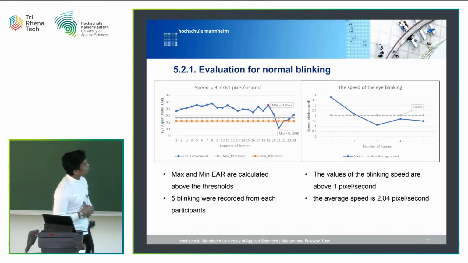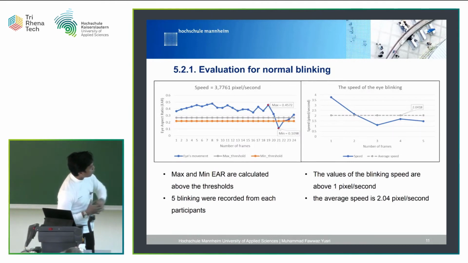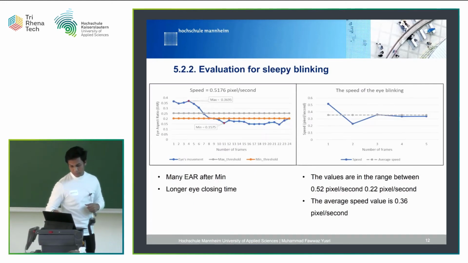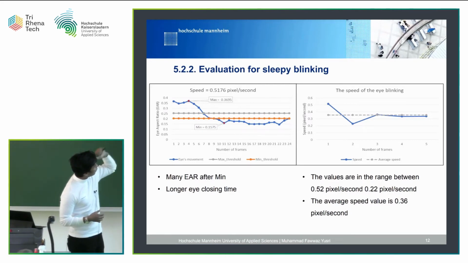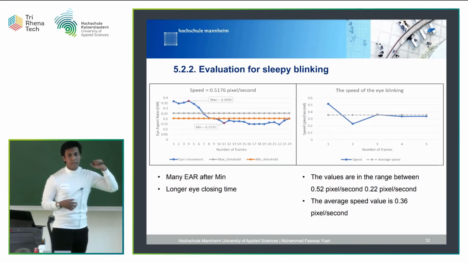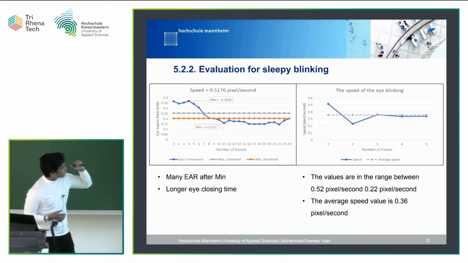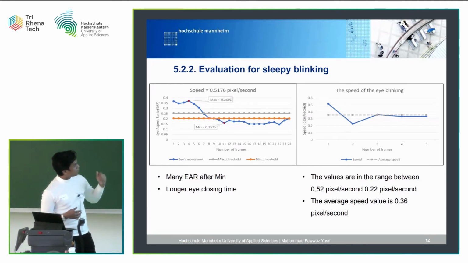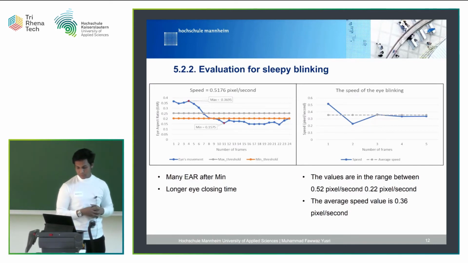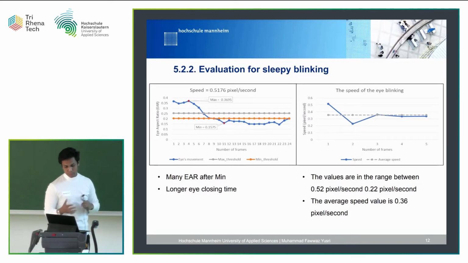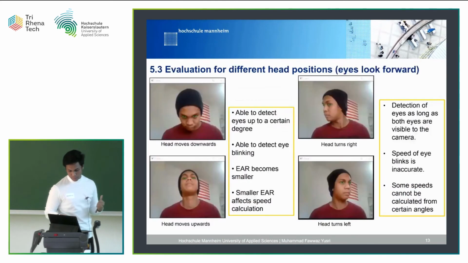Most of the speeds are above 1 pixel per second, and the average is 2.04 pixels per second. For the sleepy blinking, you can see that there are more values below the orange line, or the minimum threshold. This indicates that the person closes the eyes longer than usual. The values for sleepy blinking are only between 0.52 and 0.22 pixels per second, and the average is 0.36.